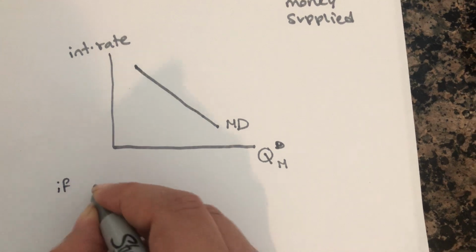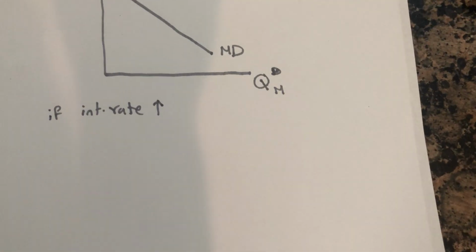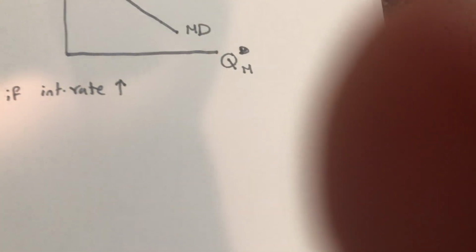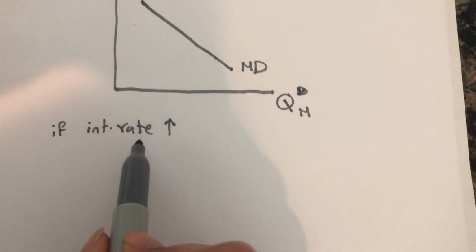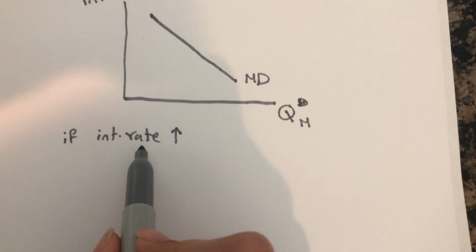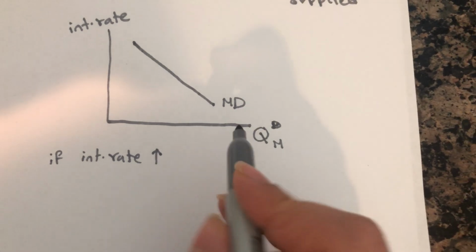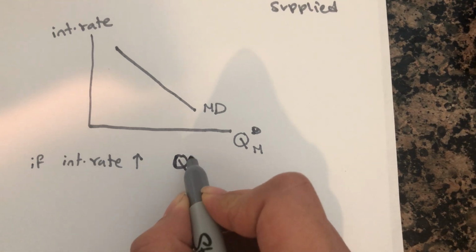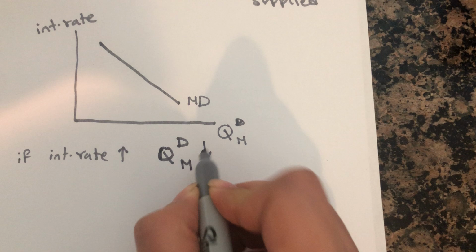So if the interest rate increases, since the interest rate here is the opportunity cost of holding money, it tells us that holding money is more expensive. So the interest rate is higher, so you are going to hold less money. That's the quantity demanded for money. This quantity will go down.